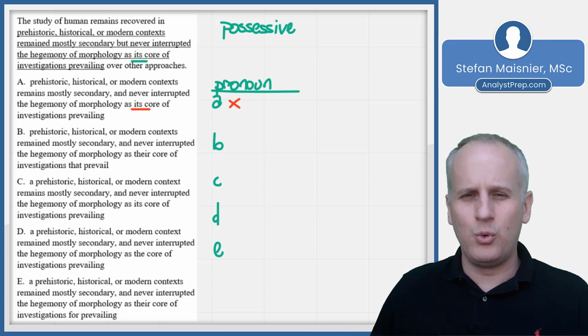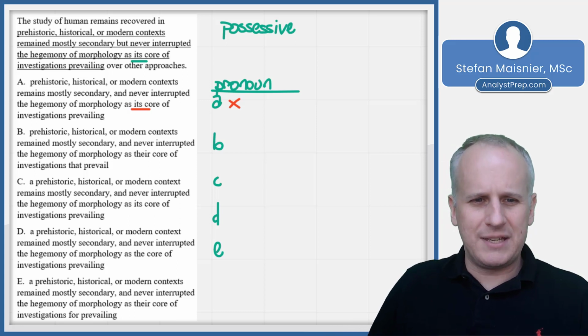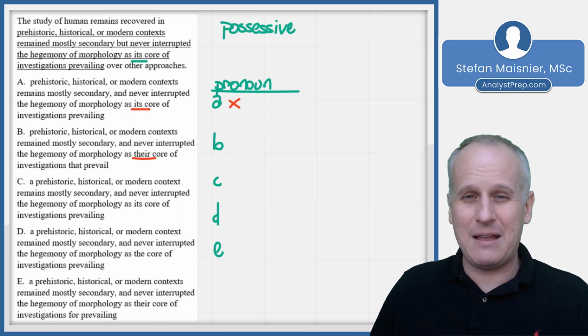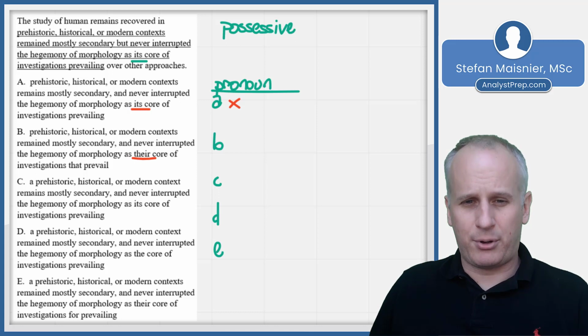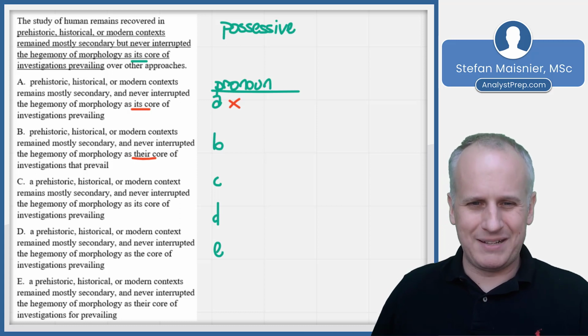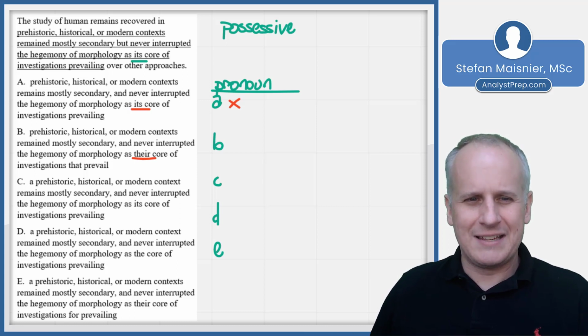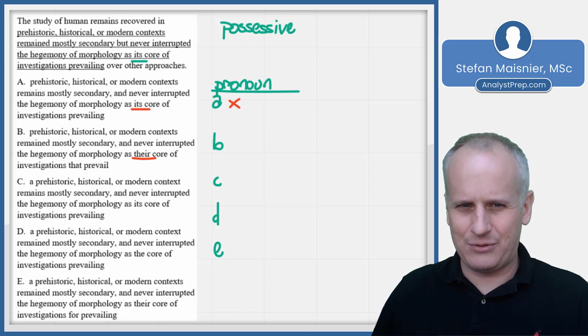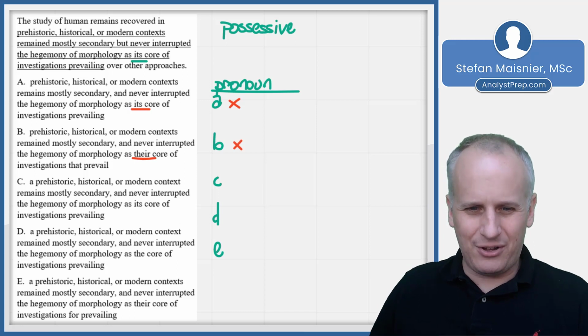Now, if we go to our remaining answer choices, let's look just at the pronouns. So we can see in choice B that it switched to "their." Well, that just means it's a plural possessive pronoun, and we need to find a plural noun or object or subject that clearly possesses the core of investigations. Now, this would be the prehistoric, historical, or modern contexts, and the contexts don't possess a core of investigations. So choice B is also eliminated.